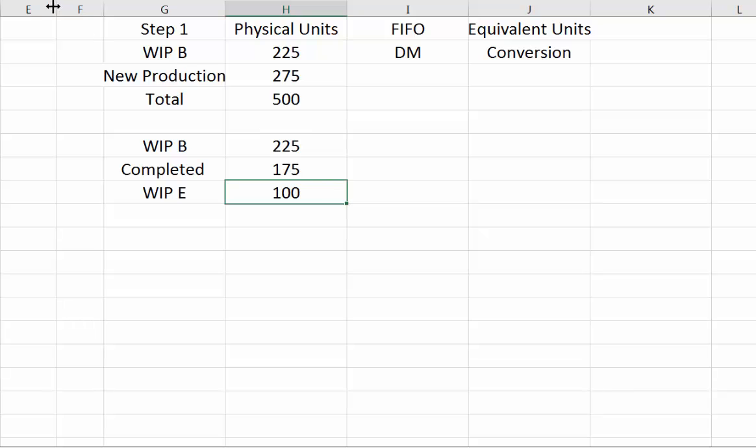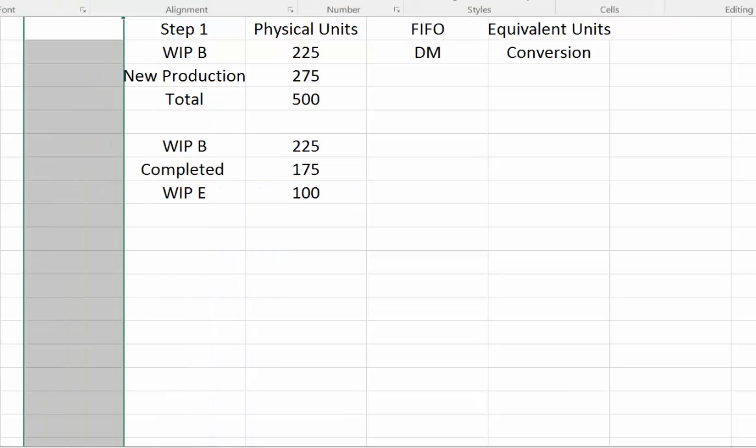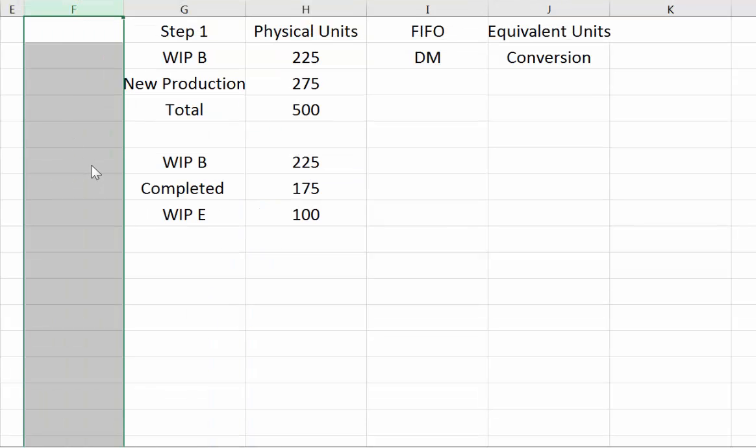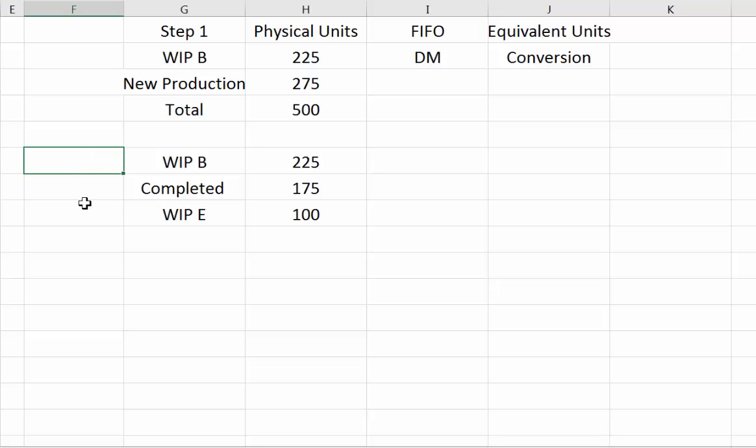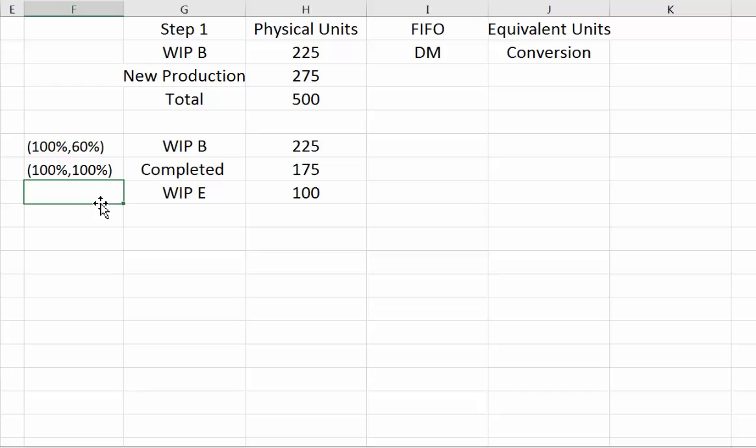Let me make this column a little bit bigger, because I want to put some information there before we continue. Do you still remember the percentage of completion? Here we're looking at 100% for the DM and 60% for the conversion. For the second group, we're looking at 100% each. Then for the ending inventory, we're looking at 100% for the direct materials and 50% for conversion.